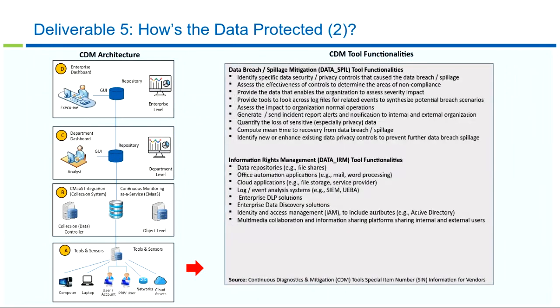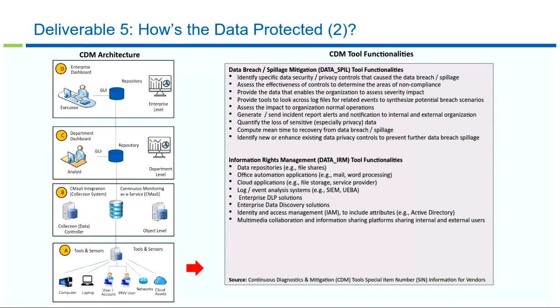For CDM functions around data breach and spillage, we have identified specific data security privacy controls that cause a data breach and spillage, assess the effectiveness of controls, determine the areas of noncompliance, provide the data that enables the organization to assess severity impact, provide tools that look across log files for related events to synthesize potential breach scenarios, assess the impact to the organization of normal operations, send incident reports and alerts, notify internal and external organizations, quantify the loss, compute mean time to recovery, or enhance existing data privacy controls.